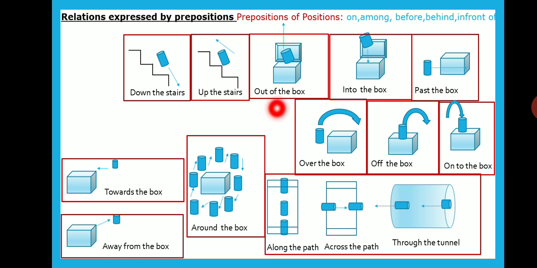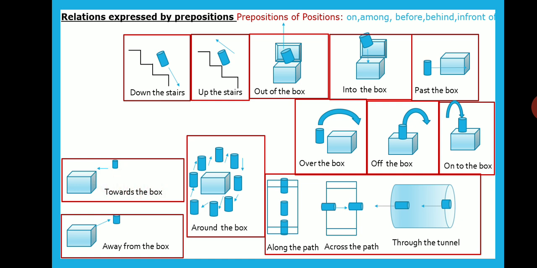Next, the can is coming out of the box. It is going out. So the preposition is out of. If the can is coming inside the box, there is a movement. This is not static. This is not stationary. So there is a movement and it is coming into the box. That is the difference. In is not moving. Into is moving. Past the box. You are going straight from here to here. Past the box. Then here the can is moving. You look at the arrow. It is going towards the box.